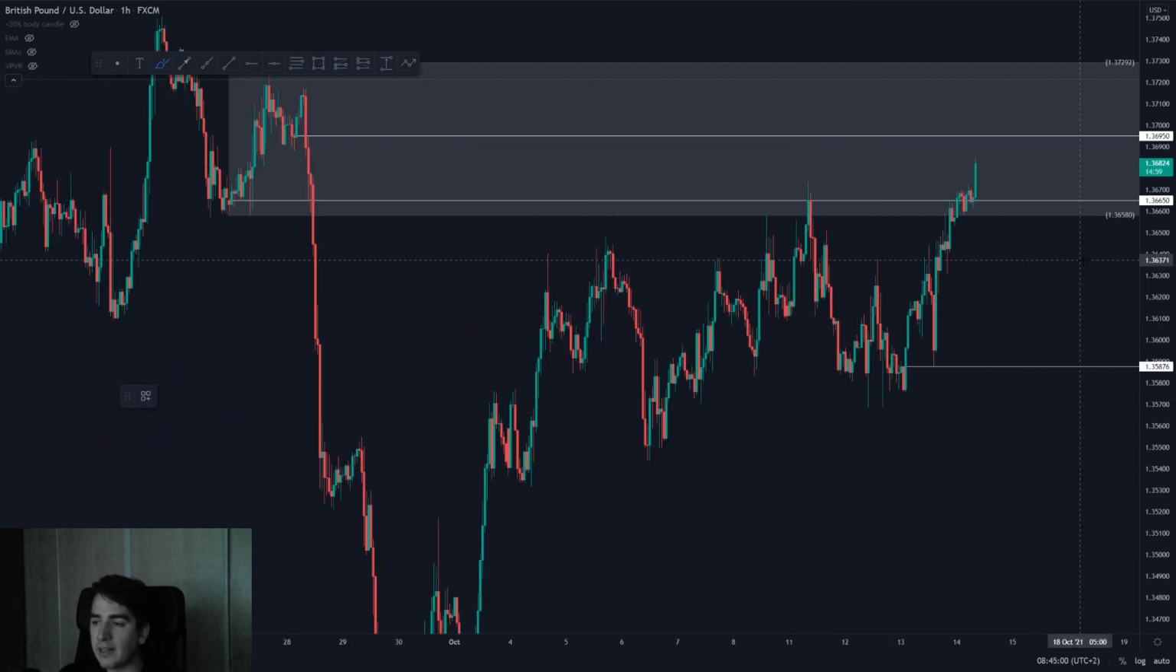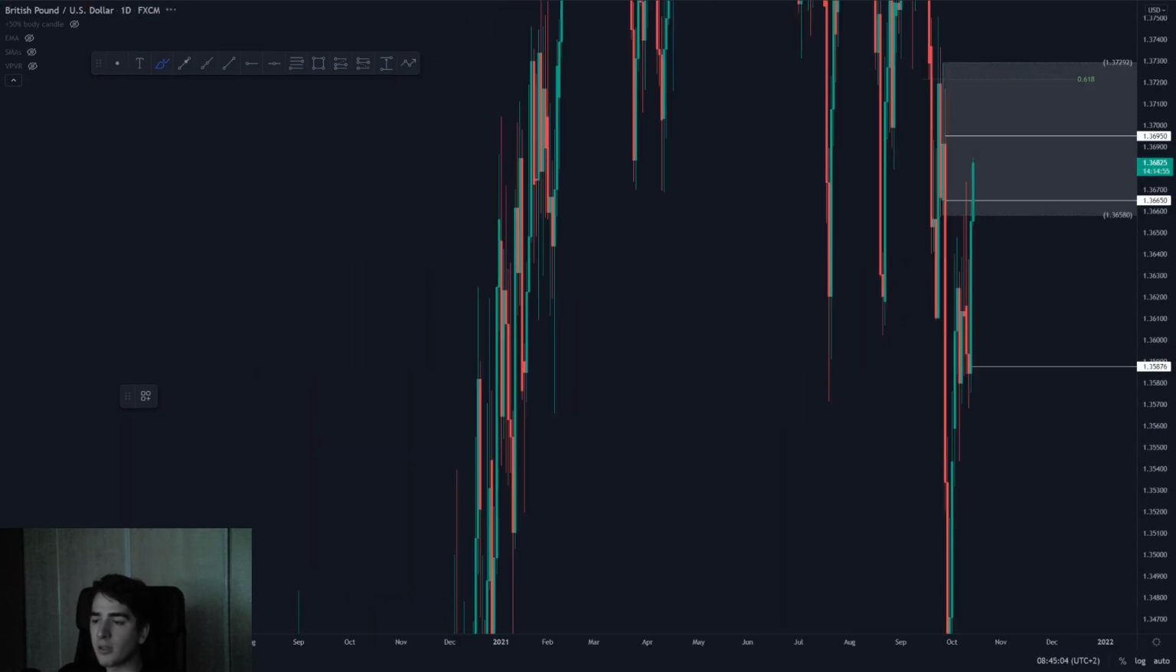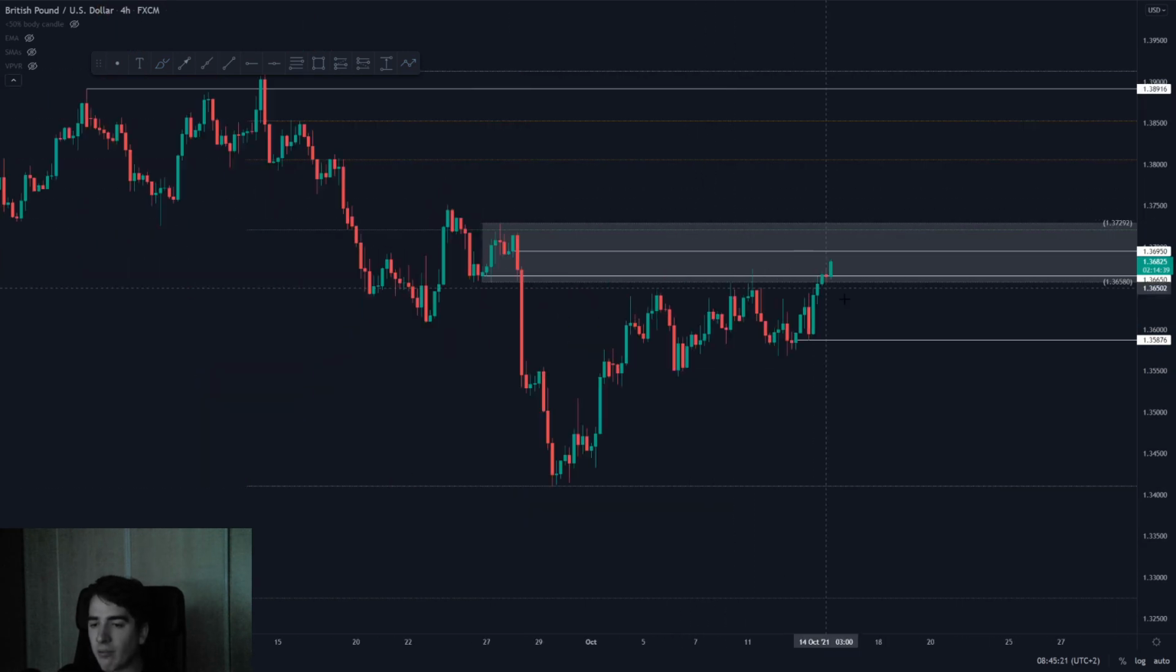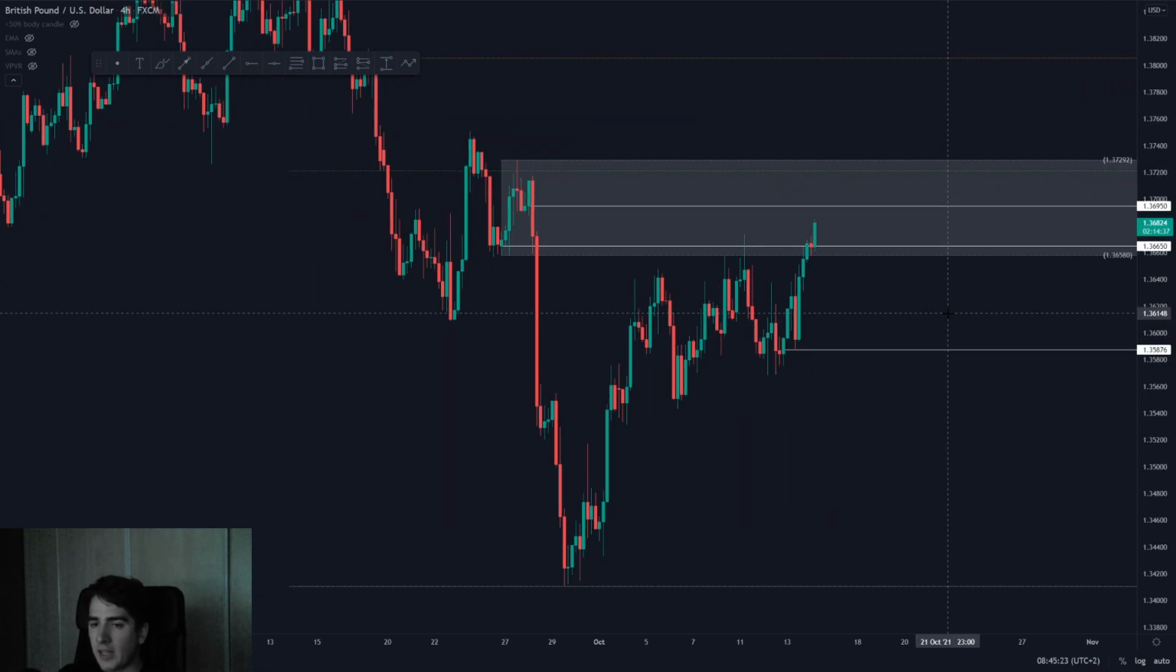So we are now currently nearing that level of 1.36950, which I've been waiting for some time now. So once that level gets hit, we will then know if we get any shorts. So I'm really watching for those shorts from this region back down in towards lows. So yeah, I'll just keep you guys posted on that if anything interesting occurs in that regard. So yeah, that's it for pound dollar.